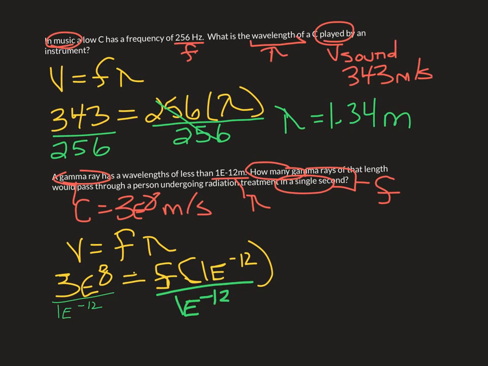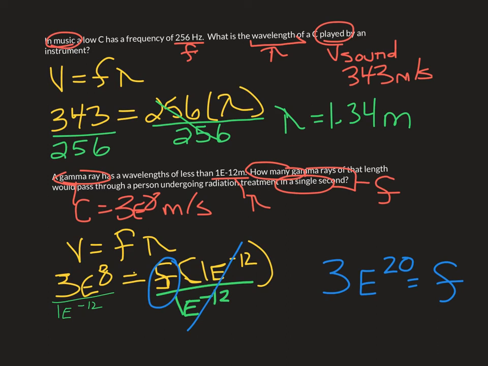And so just like before, I'm going to divide in order to get the frequency by itself. And so I'm going to divide by 1 times 10 to the negative 12th on each side. So 3e8 divided by 1e negative 12 is going to give me 3e20 as my frequency. So I would get 3 with 20 zeros after it passing through my body within 1 second if it was a gamma ray.